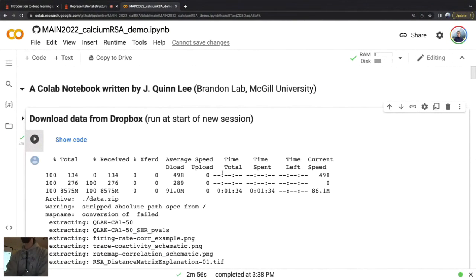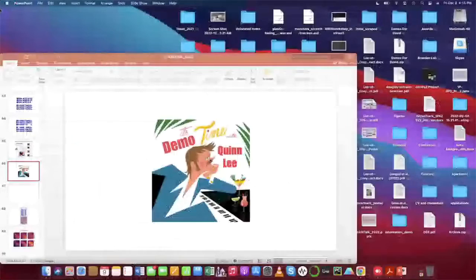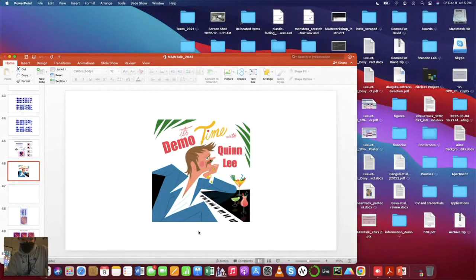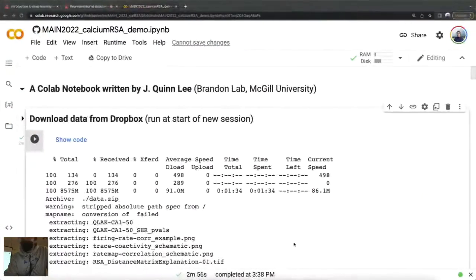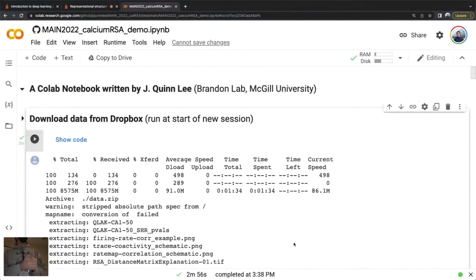Here we go. So hopefully your data is downloaded. This particular notebook that I have up is, this is going to be really hard because I can't see down here. One sec. There we go. So this notebook is to be completed.